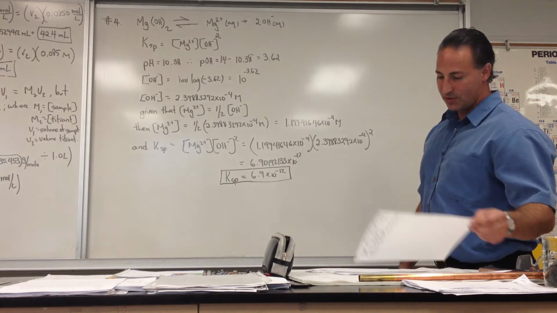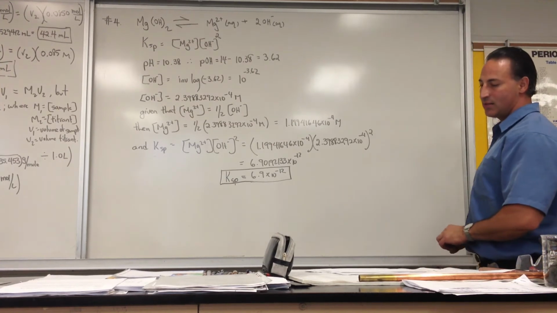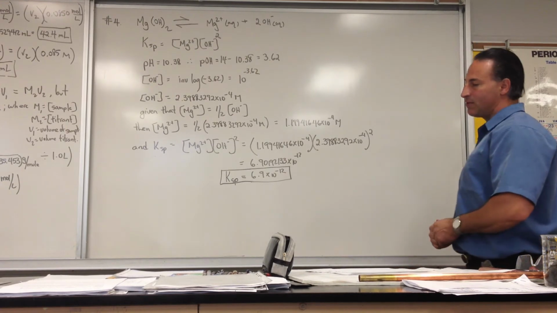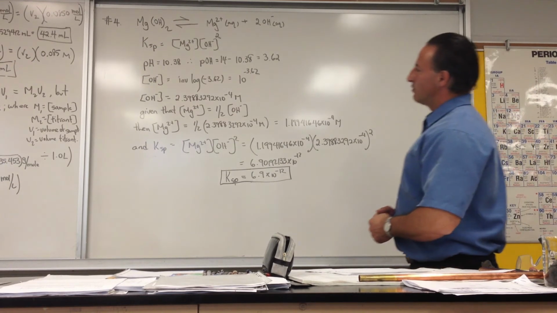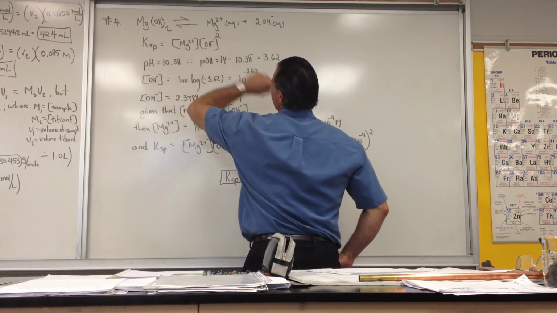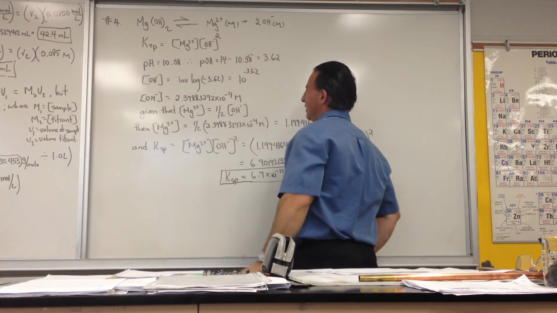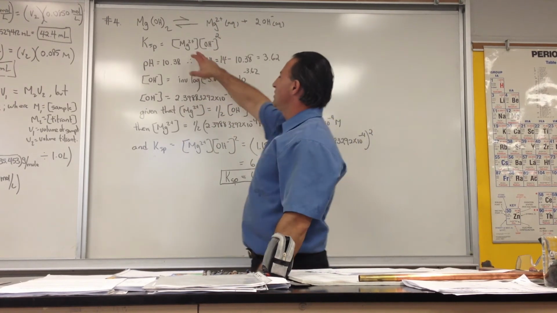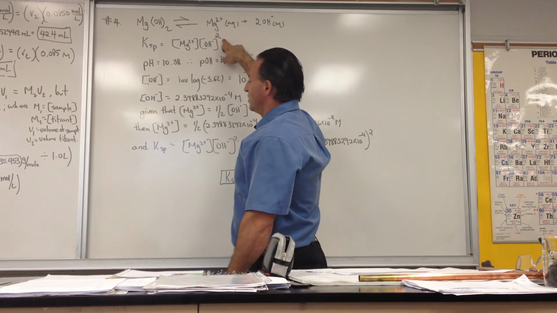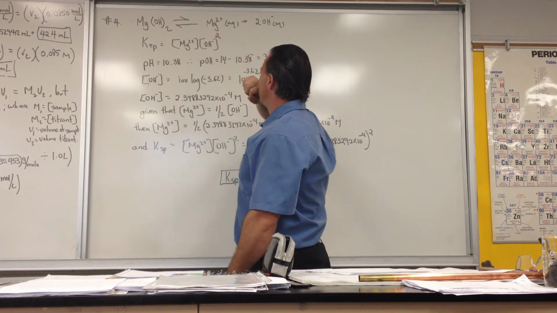Number 4 comes from the number 88 in chapter 17. It says a saturated solution of magnesium hydroxide in water has a pH of 10.38. Estimate the KSP for this compound. First of all, we have to define what the KSP is for this equation. Magnesium hydroxide is a marginally soluble substance. It dissociates into magnesium cations and hydroxide anions. This is the KSP expression for it. The hydroxide ion concentration has to be raised to the power of 2 because it has a stoichiometry of 2 to 1 compared to magnesium.